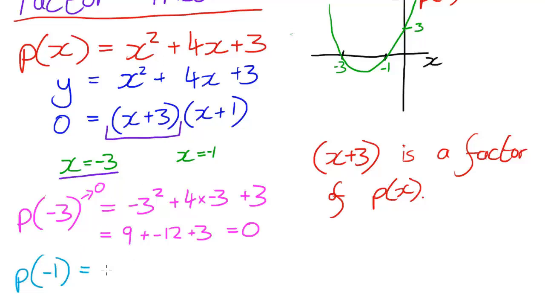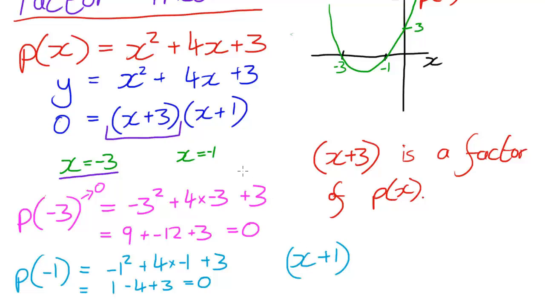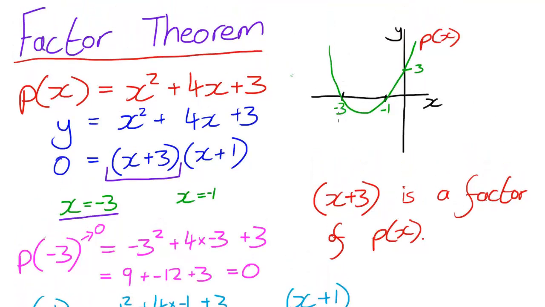That is going to be minus 1 squared plus 4 times minus 1 plus 3. So that is going to be 1 minus 4 plus 3, which is indeed equal to 0, so we can say that x plus 1, obviously changing the sign, is also a factor. And I should make it clear, no other number will give you a 0 other than minus 1 and minus 3, because if we go back up here, they are the only points of intersection with the x-axis.